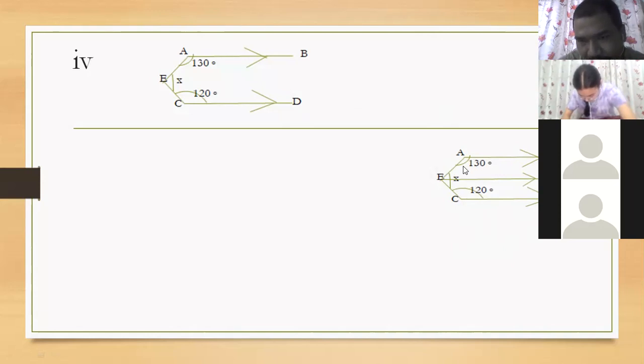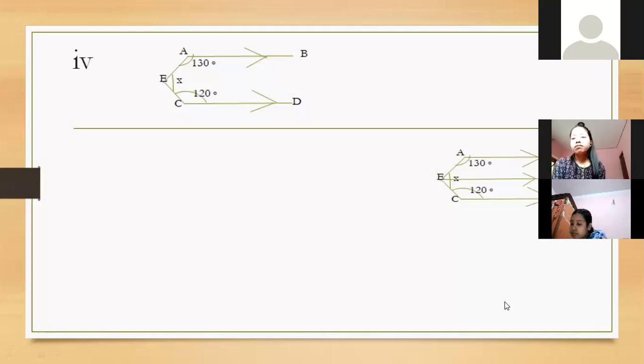Are you looking on the screen? AEF. Look here. AEF and EAB. These two angles are now co-interior angles. And similarly down, FEC angle and ECB. These two angles are also co-interior angles.